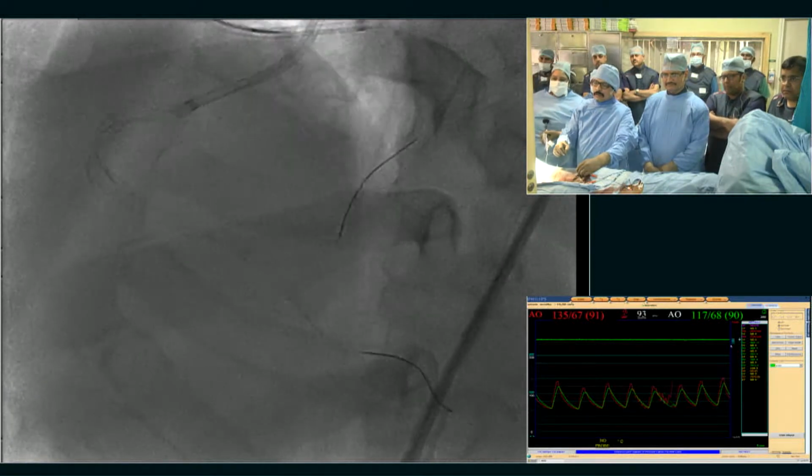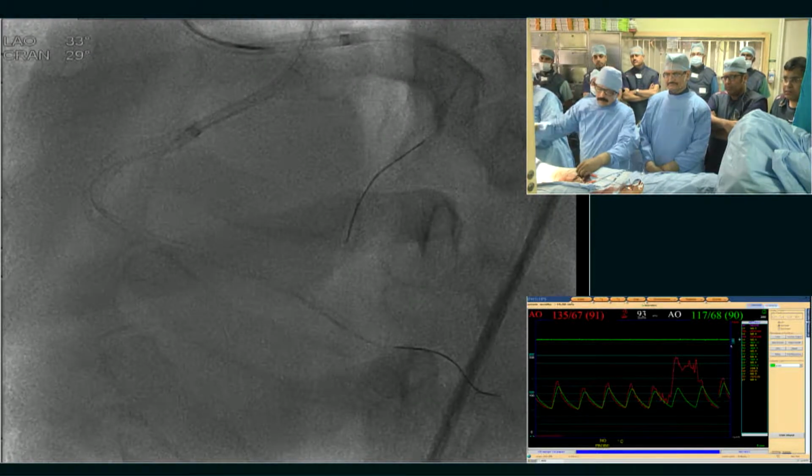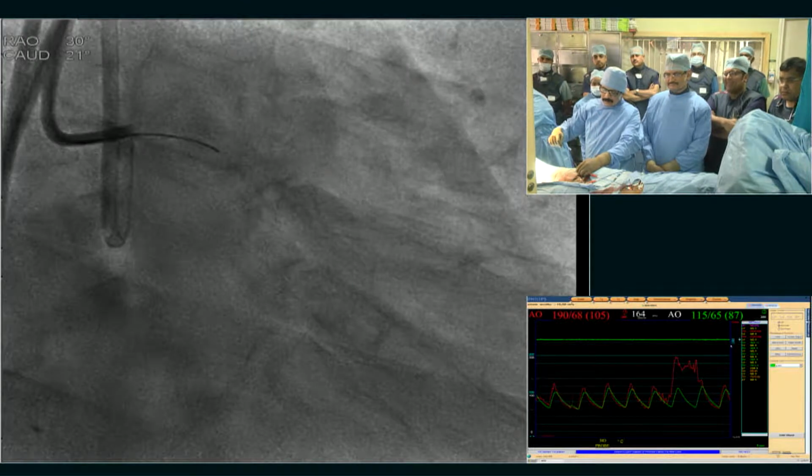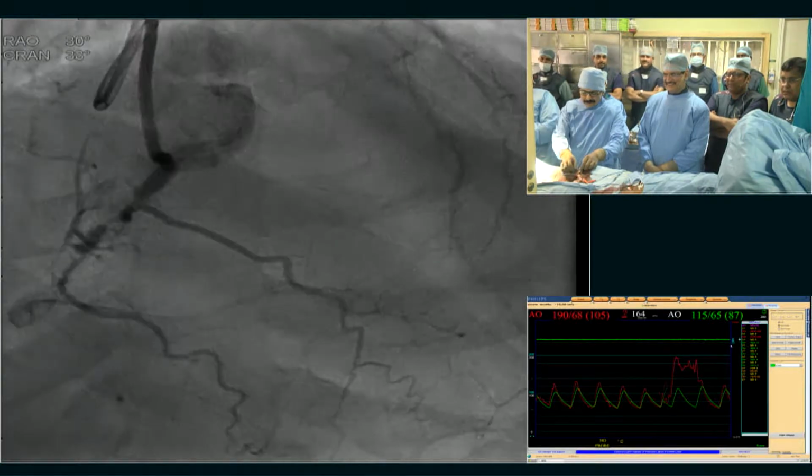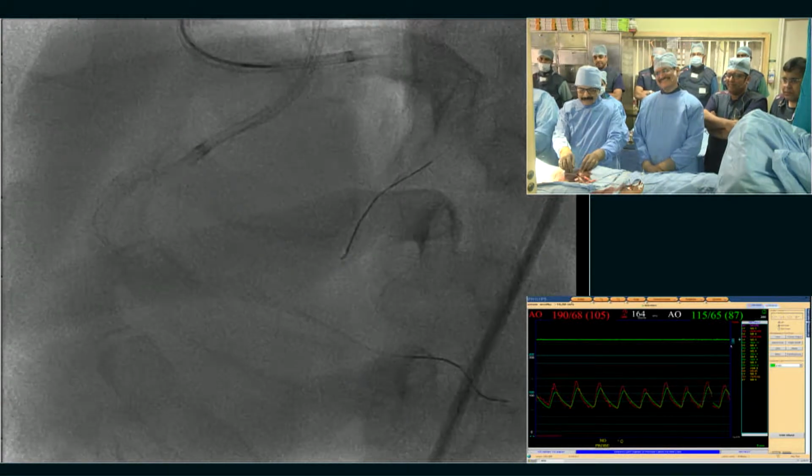Okay, so I think first you may have a very huge cath lab because you have all these people behind you. I think it's incredible. So thank you so much for being with us.